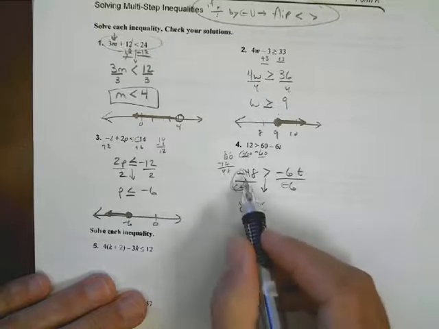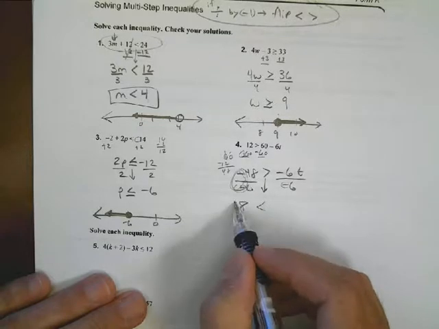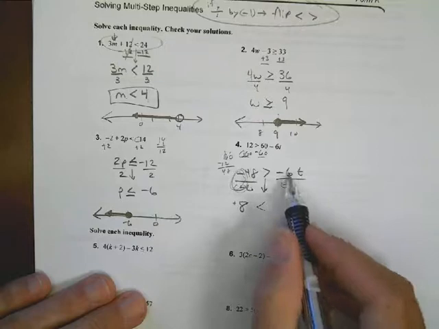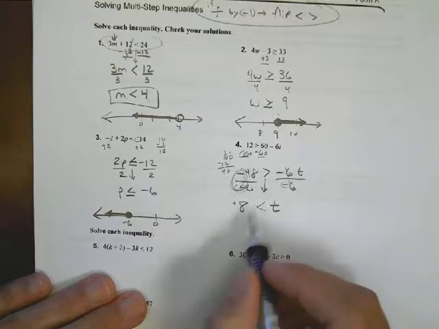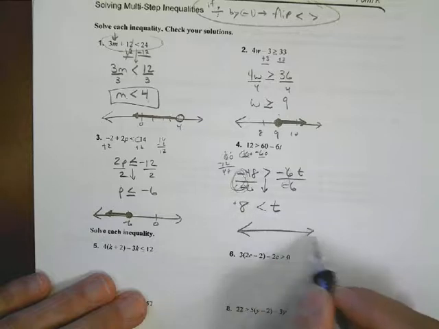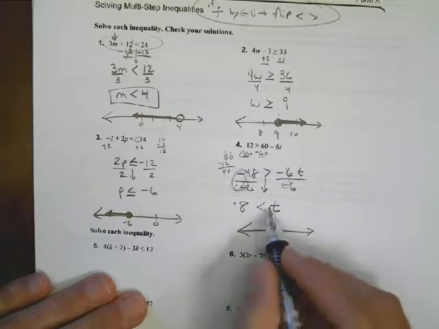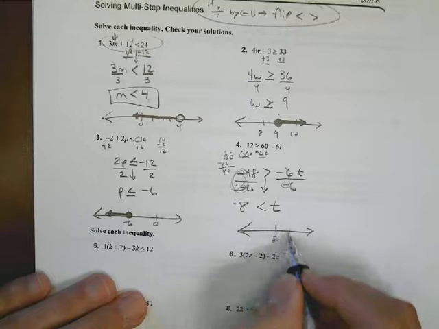That's just a regular division rule. Negative divided by negative is a positive. Okay? And then over here, that cancels out, so I'm left with just the t. Alright, so t is going to be greater than 8. So make sure you read that the right way.